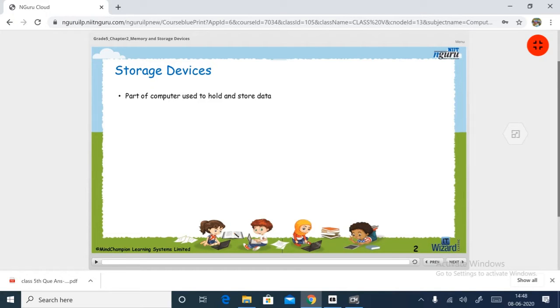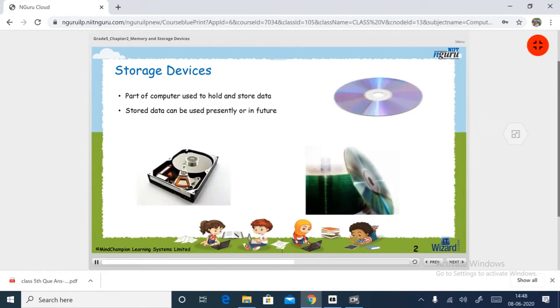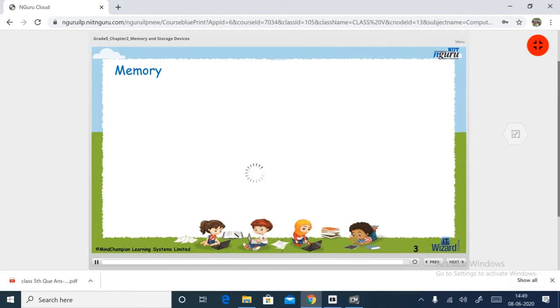Any information or data we have to store. Stored data can be used presently or in future. For future use, we have to store our data: photos, videos, images, songs. We can store them in these devices. Every device has a fixed storage capacity, like CDs, pen drives, and hard disks. So these are the storage devices.